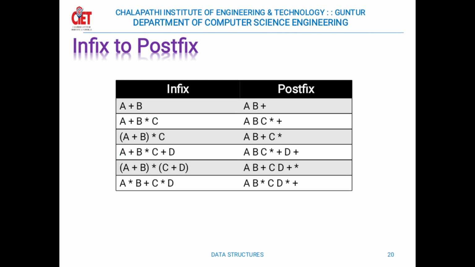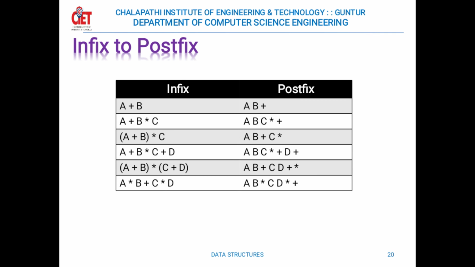Infix to postfix. Here are some examples for infix and corresponding postfix. A plus B is infix; its postfix is AB plus. A plus B star C is infix; its postfix is ABC star plus. For A plus B, first we convert the parentheses. So A plus B is written as AB plus, next C star.